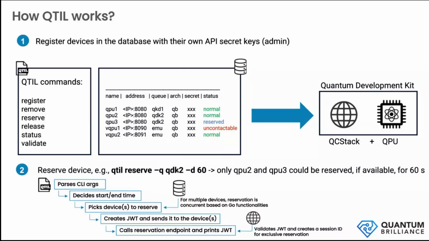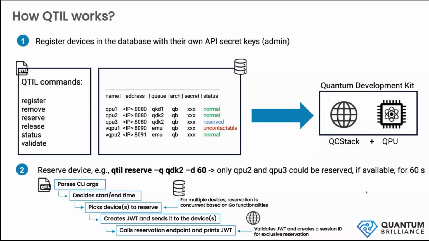What you can see is that because the status of QPU3 is reserved, you can guess that this user will get allocation only of QPU2, right? Because that's the one with status normal, meaning that it is free or available. And the duration, in this example, is 60 seconds. After 60 seconds, the reservation is removed. This is, of course, an exclusive reservation.